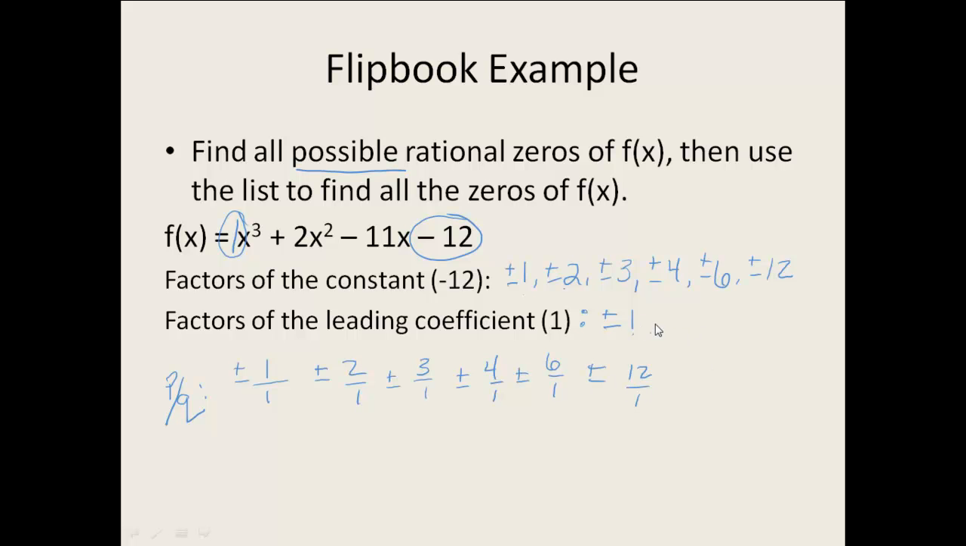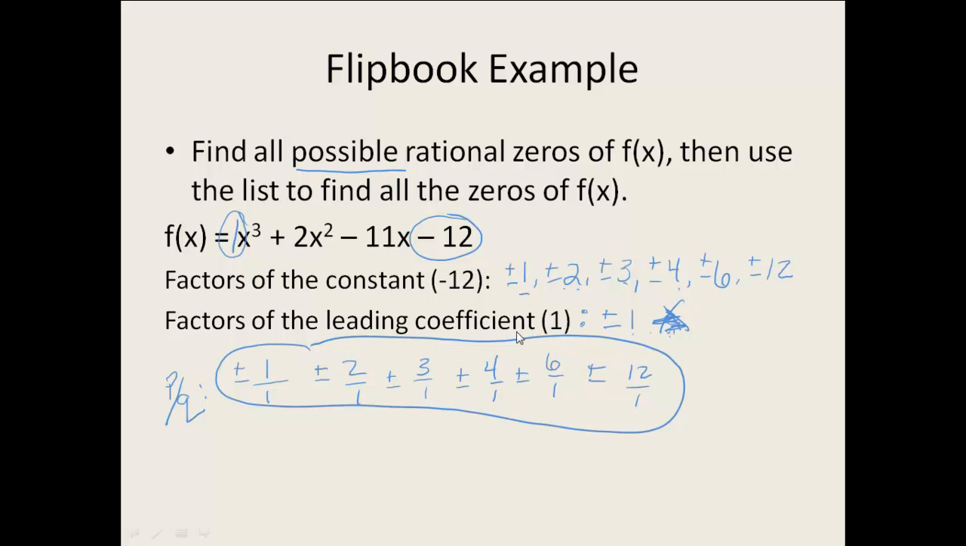Now, if I had another factor of my leading coefficient, let's say I had a 2, I would continue on with my list. I would put 1 over 2, and 2 over 2, and 3 over 2, and 4 over 2. But for this case, I only have the one factor. Now I can go back through and I can start trying any of these numbers to check if they're zeros. So this would be my list of possible zeros.